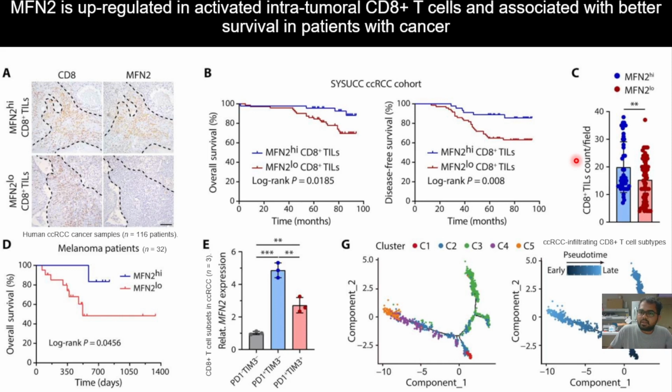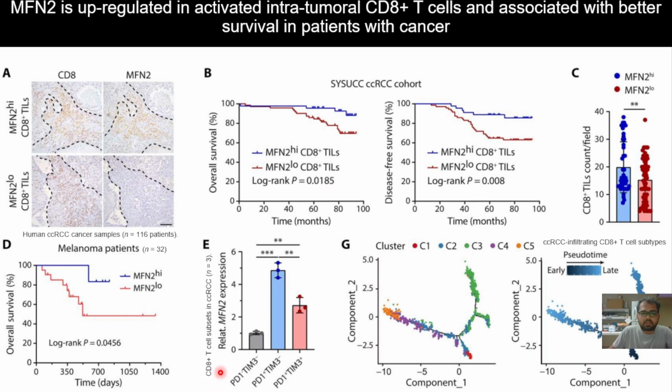Furthermore, they also found that when MFN2 is high, the infiltration of these CD8 T cells into the tumor is greater compared to CD8 T cells with less MFN2. We suggest that maybe this survival is related to the presence of these CD8 T cells in the tumor. If more CD8 T cells are present in the tumor, more regression of the tumor will happen and the survival will increase.